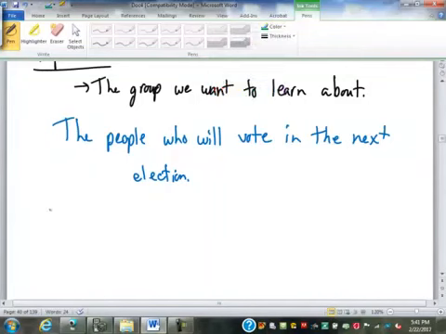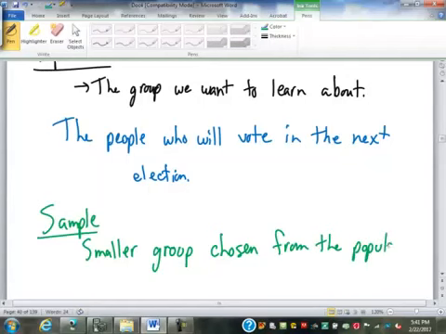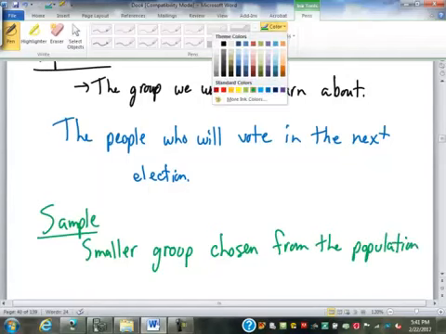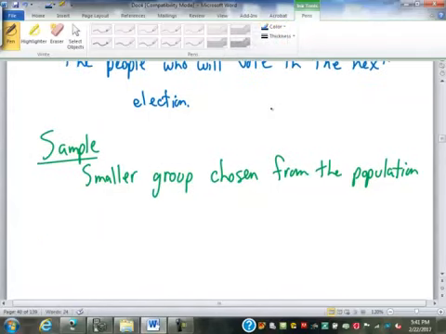What we do is we choose a sample. A sample is a smaller group chosen from the population. Why do we choose a sample? Well, one of our goals in choosing a sample is to make it an accurate representation.